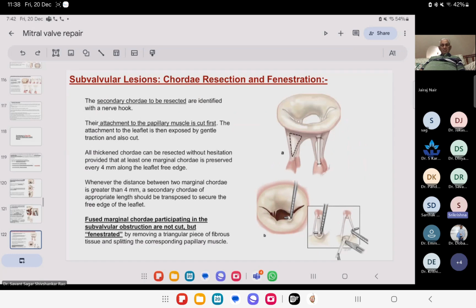This is quite difficult because you have to have absolute control of your knife. If you are a little rough, you may detach the chordae from the papillary muscle, and then the whole operation is a waste. So you have to be very careful. Think twice, measure thrice, and cut once. Yes, sir.